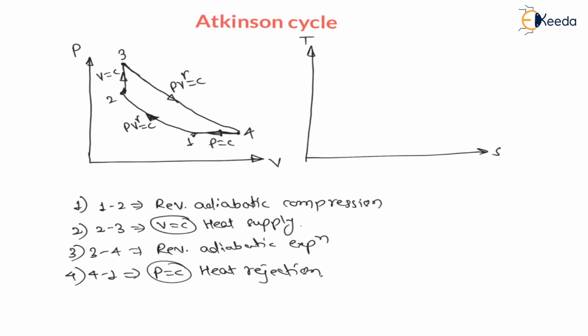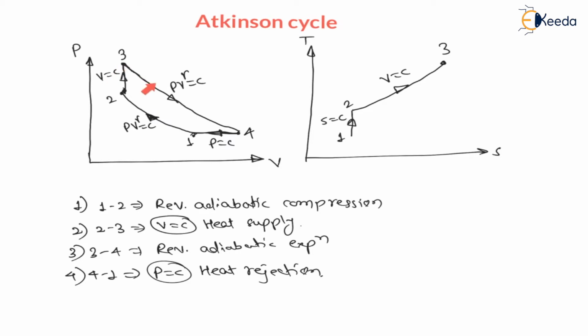My dear students, let us draw TS diagram for this, temperature versus entropy diagram. Now here 1 to 2 is reversible adiabatic compression, means at constant entropy temperature increases. Therefore 1 to 2 isentropic, constant entropy, temperature increases. 2 to 3 constant volume heat supply, therefore at constant volume if heat is supplied, temperature as well as entropy both will increase. This is 2 to 3.